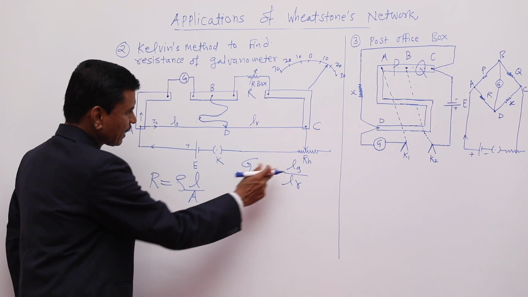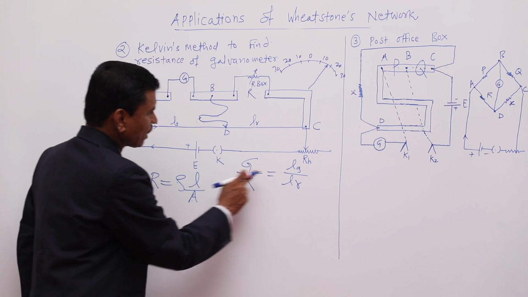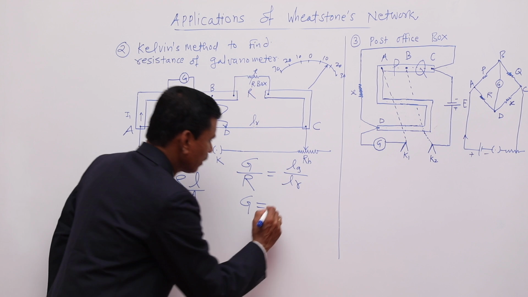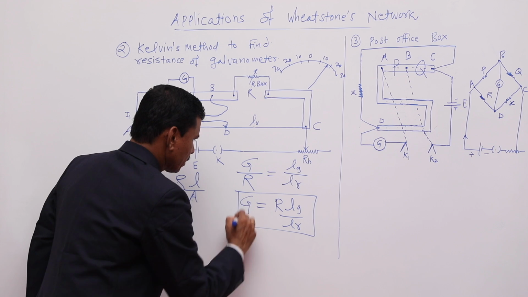So rho and L will get cancelled in numerator and denominator. So the remaining thing is only LG upon LR. So how can the resistance G be obtained? G is equal to R into LG upon LR. So this is the equation.